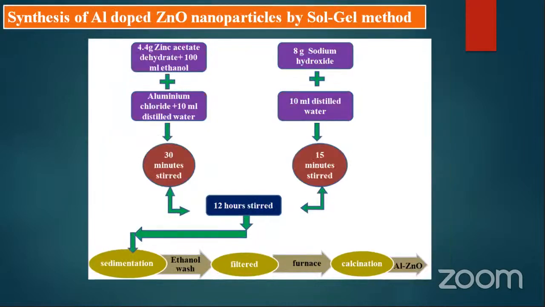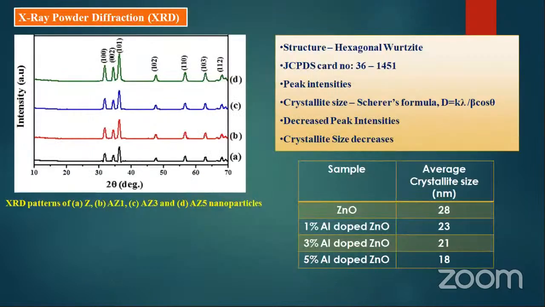In order to incorporate aluminum dopants into the ZnO nanoparticles, we added aluminum chloride dissolved in distilled water, and we did it for 3 concentrations, 1% to 3%, like that. After doing this, we have altogether 4 samples. One is the bare sample, that is our ZnO sample, and 3 different concentrations of doped samples, like 1, 3, and 5.